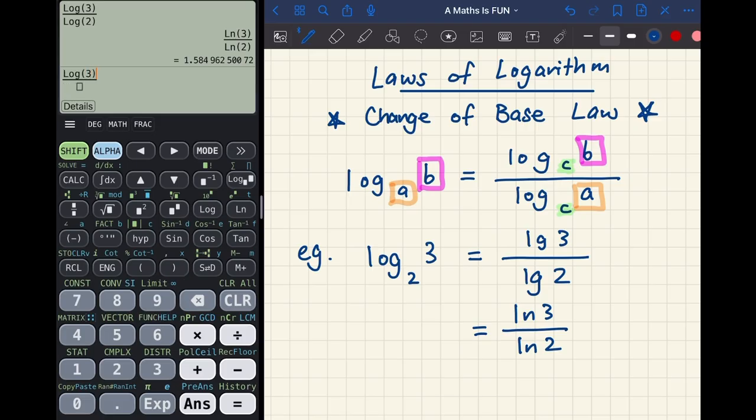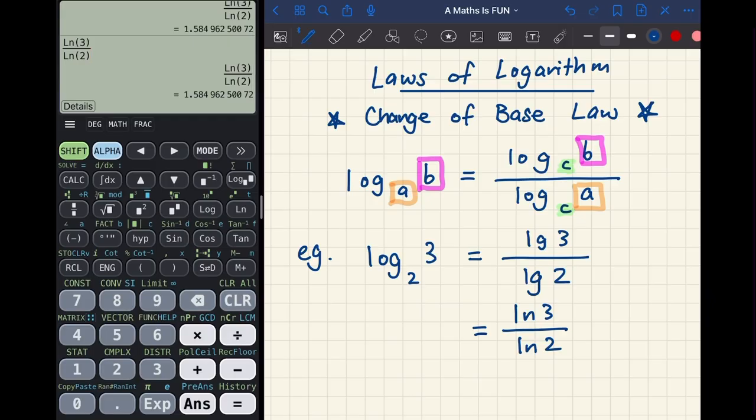Ln 3 right over ln 2, and now you can see that both of them give you the same answer, and this is important. So we see that no matter what base we change to, the change of base law still outputs a result that will give the same value as the original.